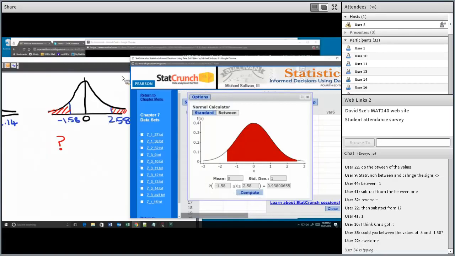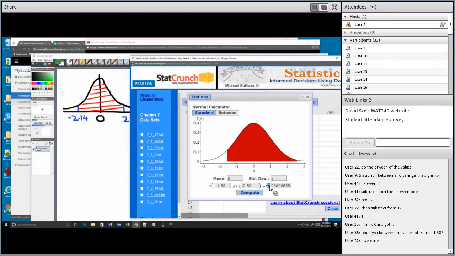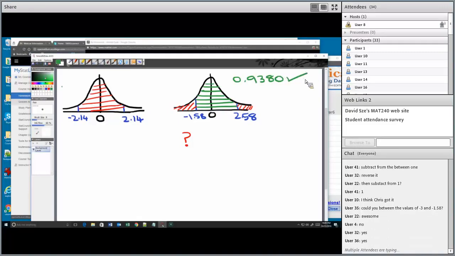Okay, here's the trick. Let's try to follow this. I'm going to try and find this area because StatCrunch gives me that area, right? And I calculated that area to be 0.9380. Okay, the middle area between the two values is 0.9380. So I'm going to write that down. The area in green is 0.9380. Is everyone following this? Did you all follow how I got 0.9380?